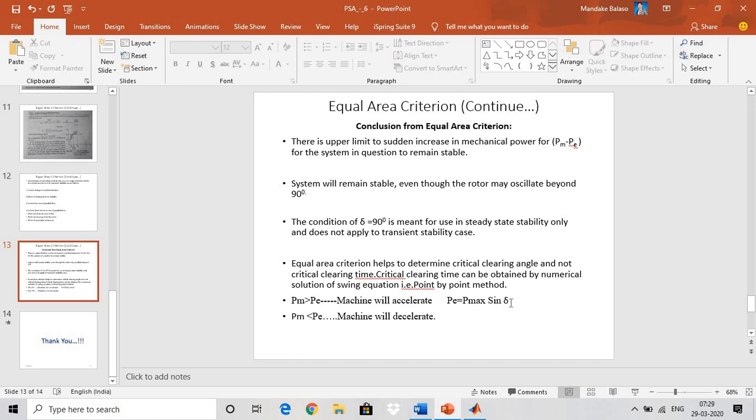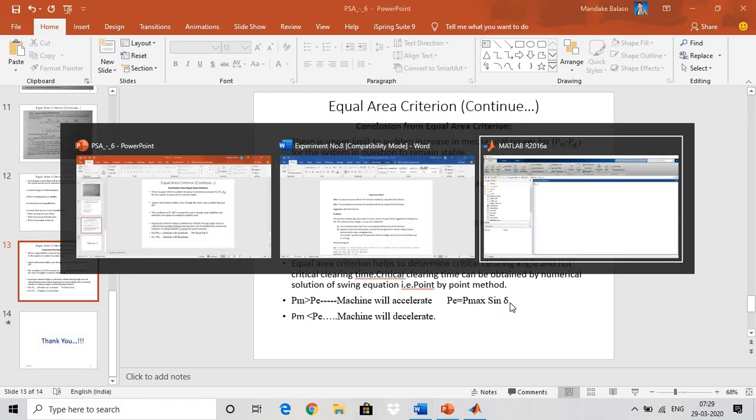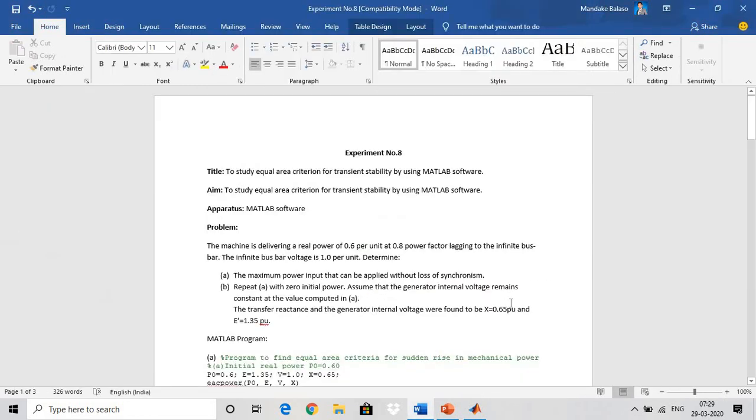This is the basic prerequisite required to study this experiment. Now we'll go to the actual experiment, that is, we have to study the equal area criteria by using the MATLAB software. For that purpose, we'll consider one simple system, then we'll plot the equal area criteria using MATLAB, and then we'll discuss the result.